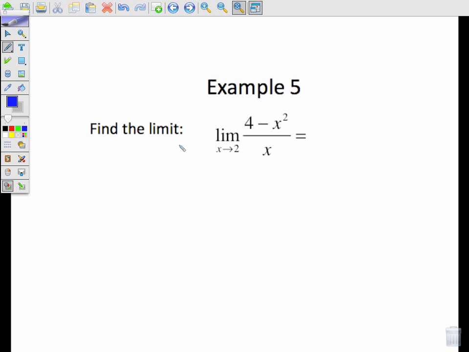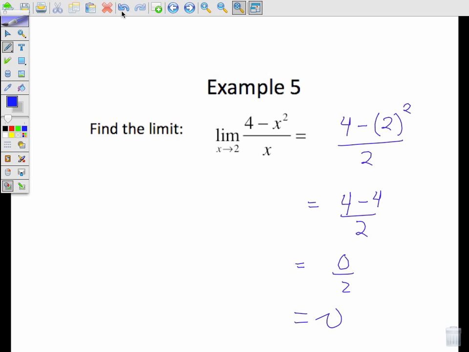We got one more question here to look at. Example 5, finding the limit as x approaches 2 of this function. So, again, we're going to just do 4 minus 2 squared over 2. 4 minus 4 over 2. So 0 divided by 2. So the answer is 0. So that's how you evaluate some limits.